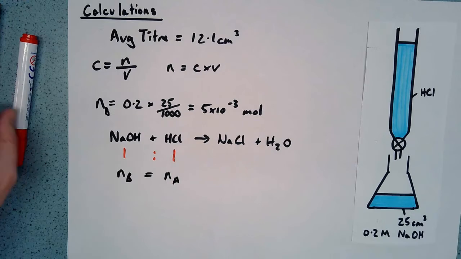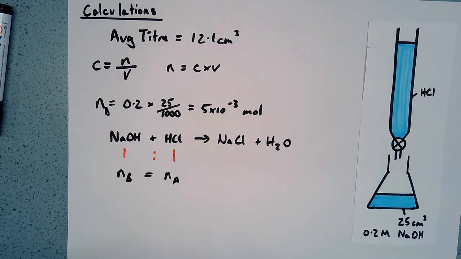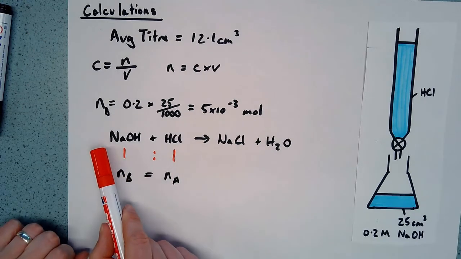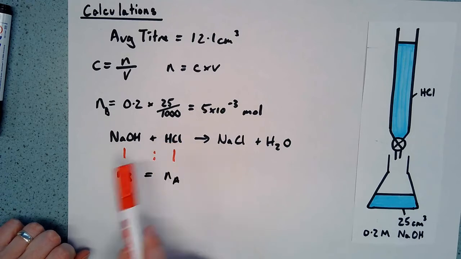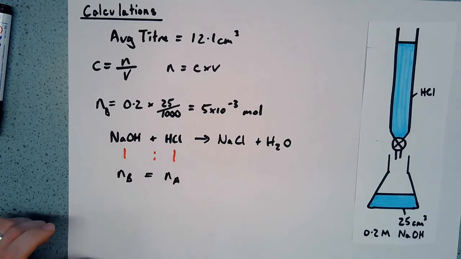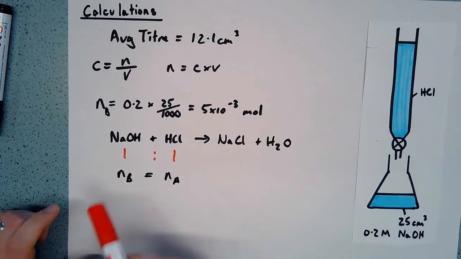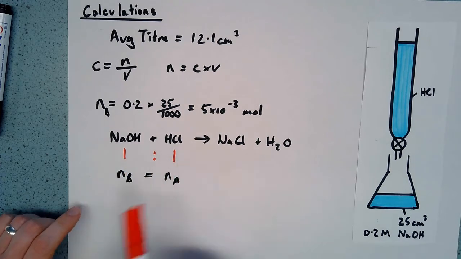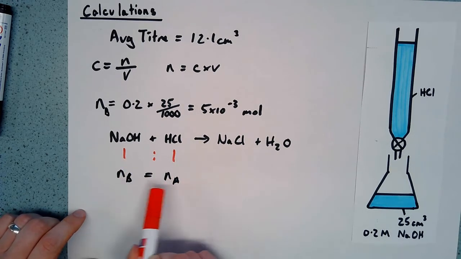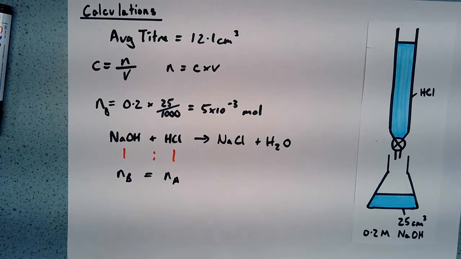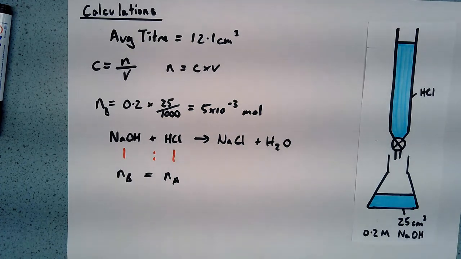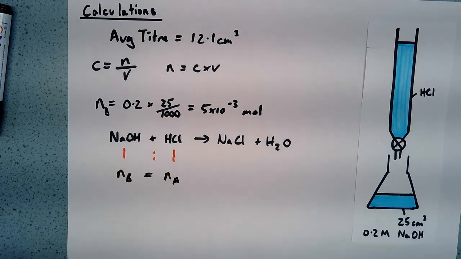If your equation was different, if you had something like sulfuric acid, and you had 2 moles of sodium hydroxide going to 1 mole of sulfuric acid, you'd have a 2-to-1 ratio. And then you'd have 2 moles of base for every 1 mole of acid, and you'd need to do a conversion there with normal stoichiometry. But in our example, we have a 1-to-1 ratio.